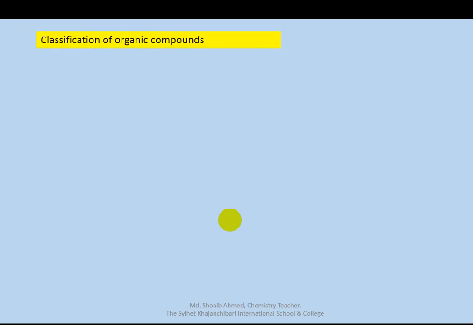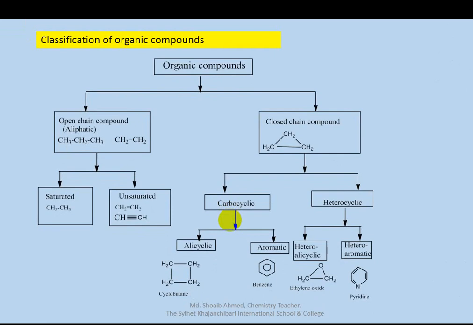Classification of organic compounds. Organic compounds are mainly two types: open chain compounds and closed chain compounds. Open chain compounds are two types: saturated and unsaturated. Saturated contains carbon-carbon single bonds. Unsaturated contains carbon-carbon double bonds or triple bonds. A carbon-carbon double bond is an alkene, and a carbon-carbon triple bond is an alkyne.